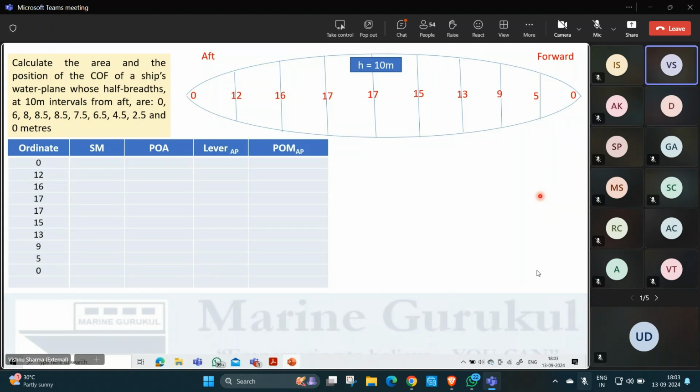Guys, are these the Simpson's multipliers you have filled in? Please see: 1, 3, 3, 2, 3, 3, 1. Right, guys? Yes or no? Yes, sir.